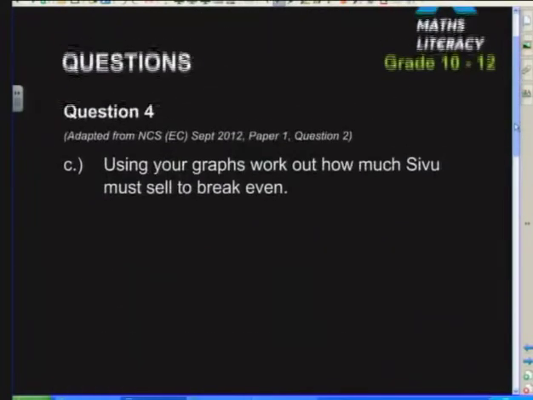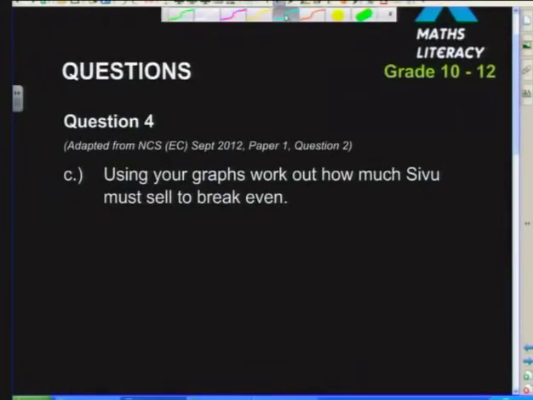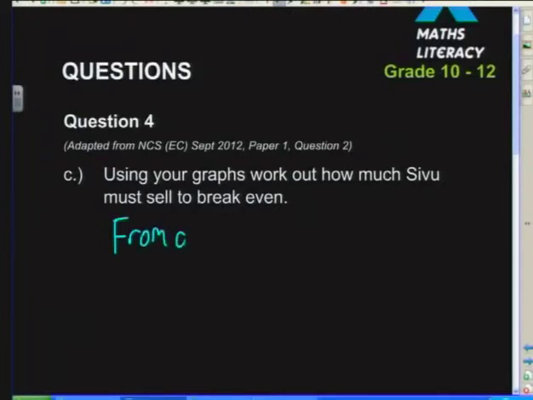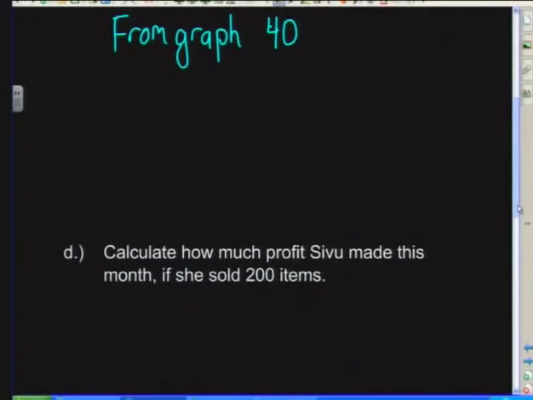So from the graph, and I want you to show on the graph, you're actually going to say, from the graph, it was about 40. So let's say about 40. Right. And then calculate how much profit she made this month if she sold 200 items.